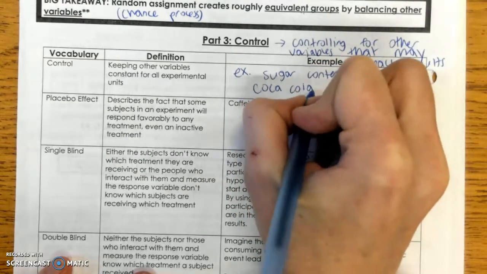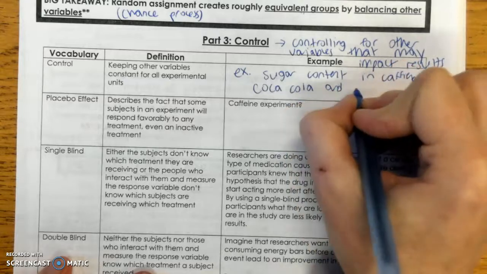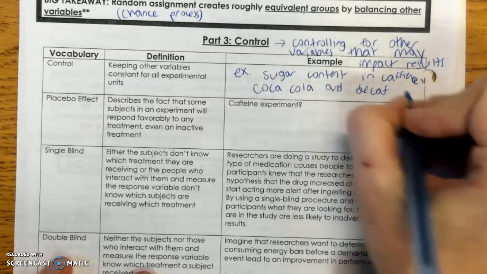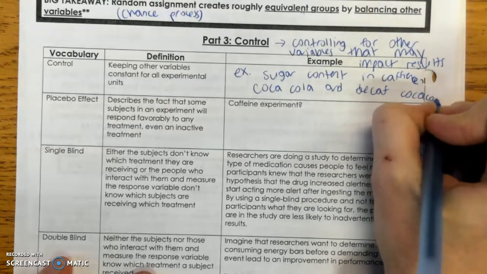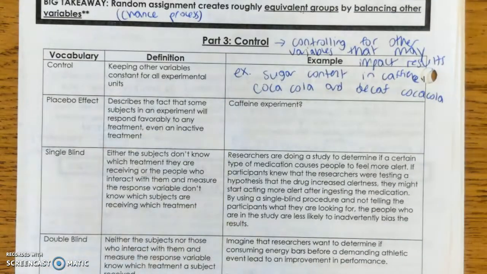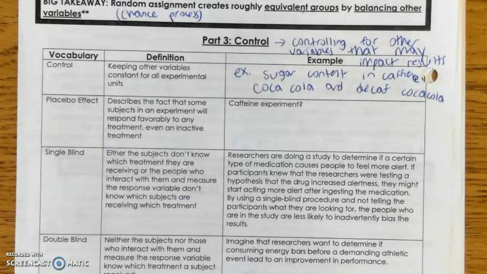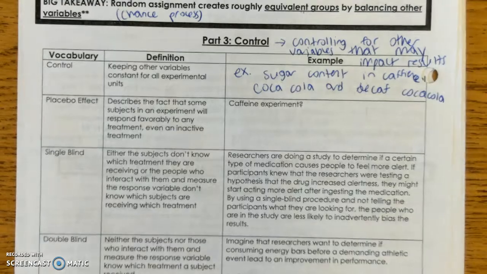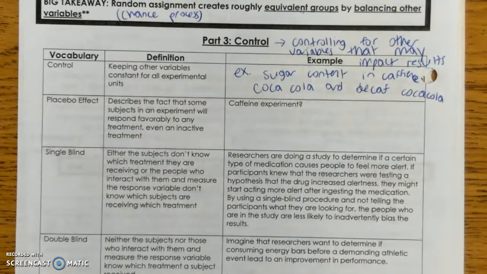Coca-Cola, and decaf Coca-Cola. The sugar needs to be the same in both, right? That way I control for the sugar and I say that the sugar did not make a difference because it was the same for both groups. What really made a difference was the caffeine.